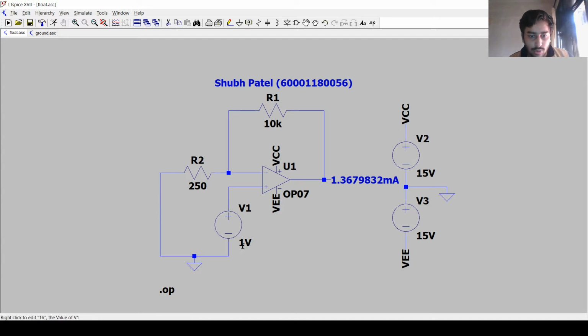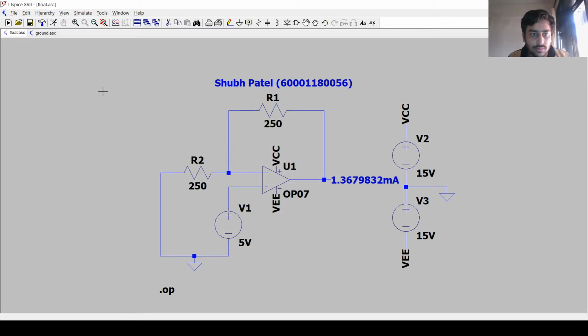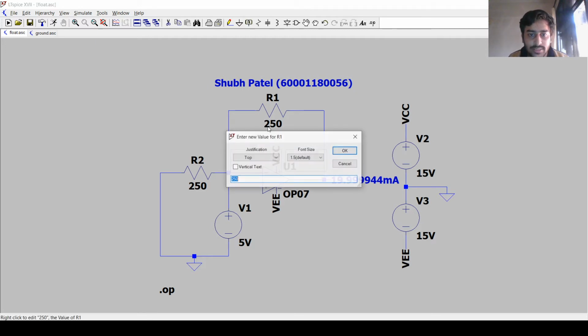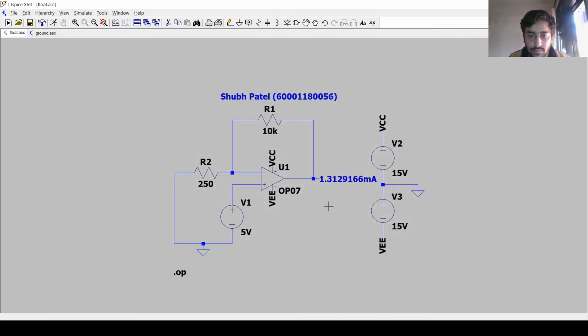Let's check for another value of input voltage. Let's take 5 volt, 250 ohms, run. So we are getting 20 milliamperes approximately. Now let's change the feedback resistance to 10k. We should get the same as per the calculated formula, but we got a different value, which means that it is dependent on RL. The load current is dependent on RL. So the hypothesis is proven wrong.